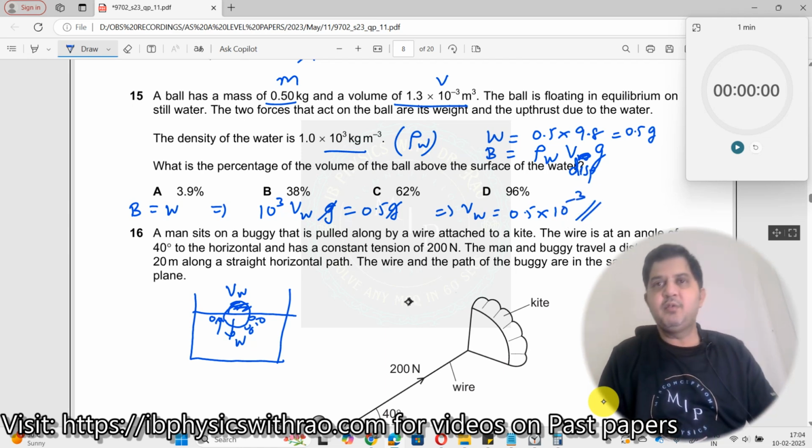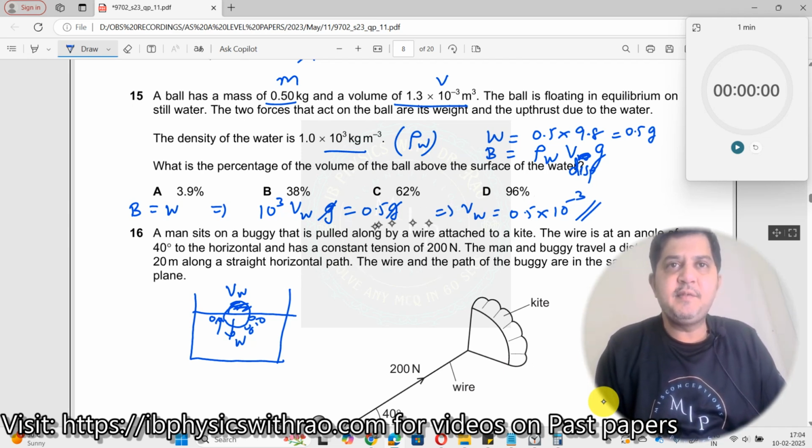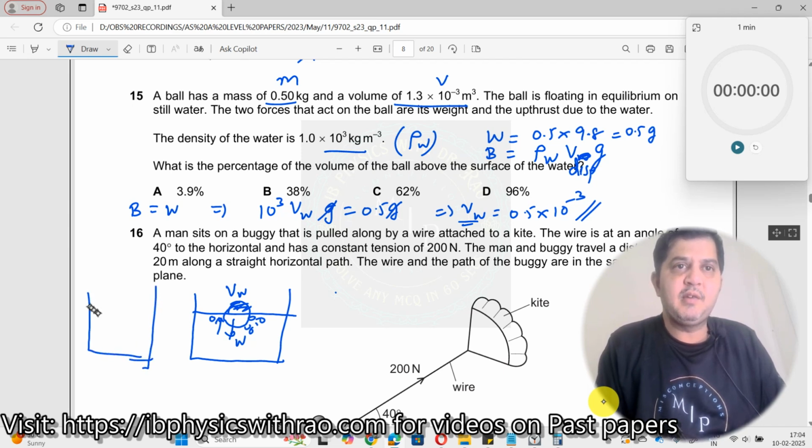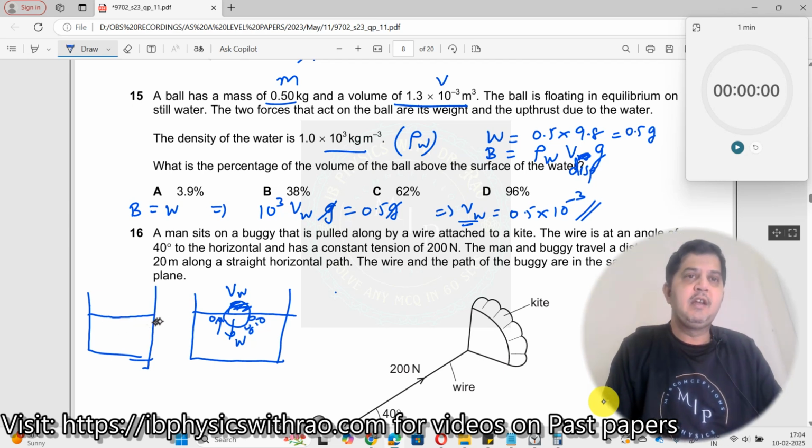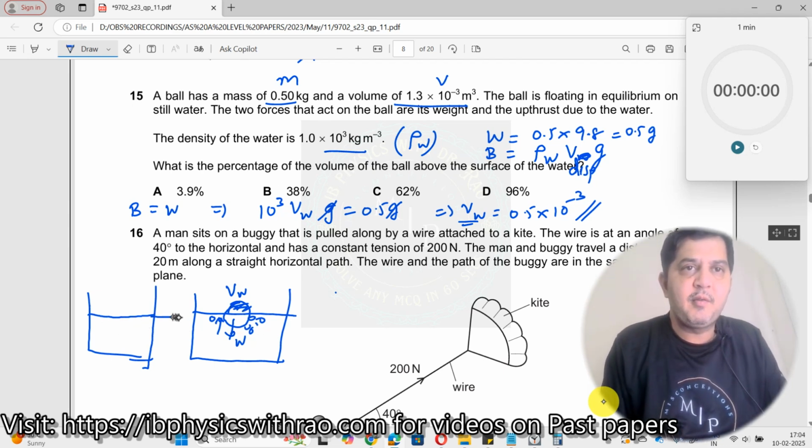Now what have we got? This is the amount of water which is getting displaced. What does the amount of water getting displaced mean? Let me draw one more container here. Initially, when the ball was not dropped, this was the volume of water. When the ball was dropped, the volume of water got raised by this much. This is the volume of water displaced.